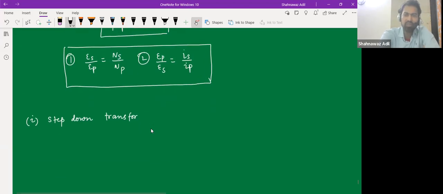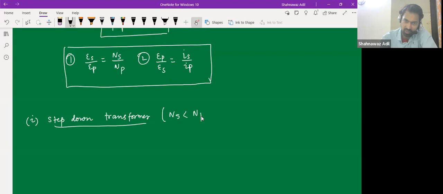Let's say some power supply is coming and you have built a transformer, and the output is given in the secondary coil. That is the idea. So first one is step down transformer. In the step down transformer, the number of turns in the secondary coil is less than the number of turns in the primary coil. That is why this is down, right?